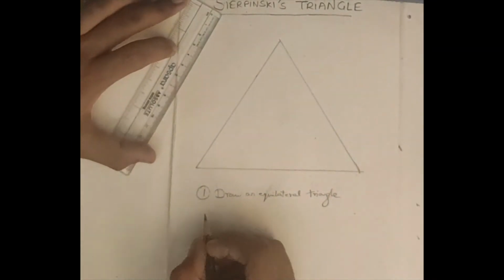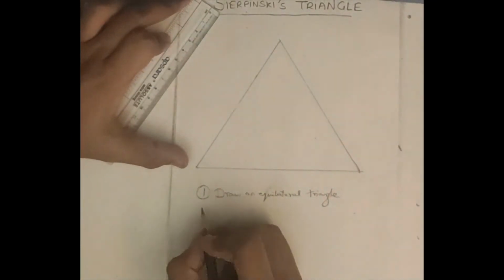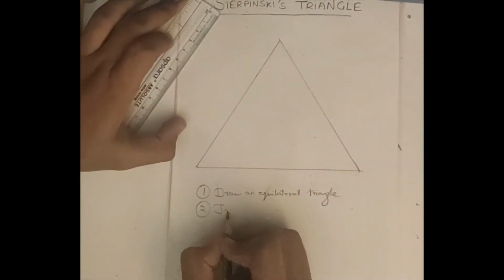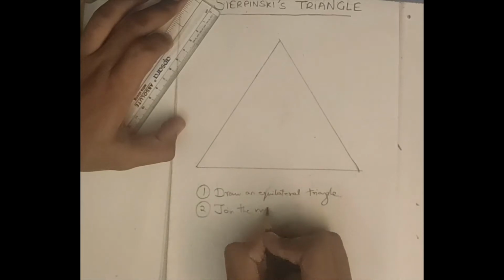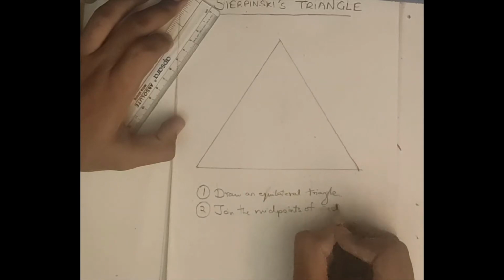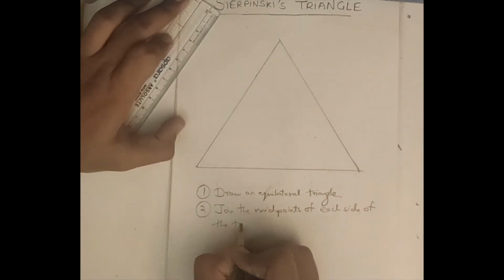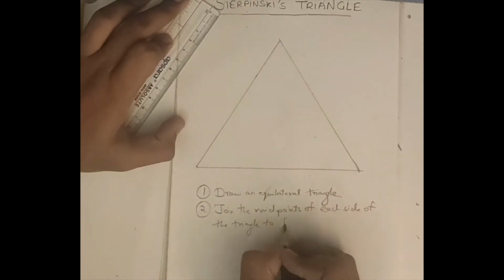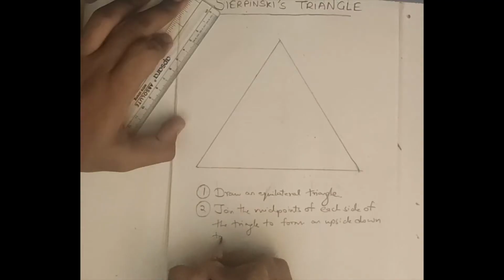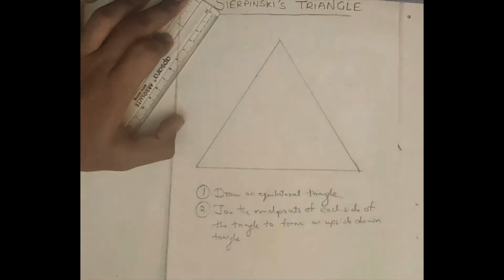Alright. Okay, fine. So the second step of drawing the Sierpinski's triangle is: join the midpoints of each side of the triangle to form an upside down triangle. So join the midpoints of each side.